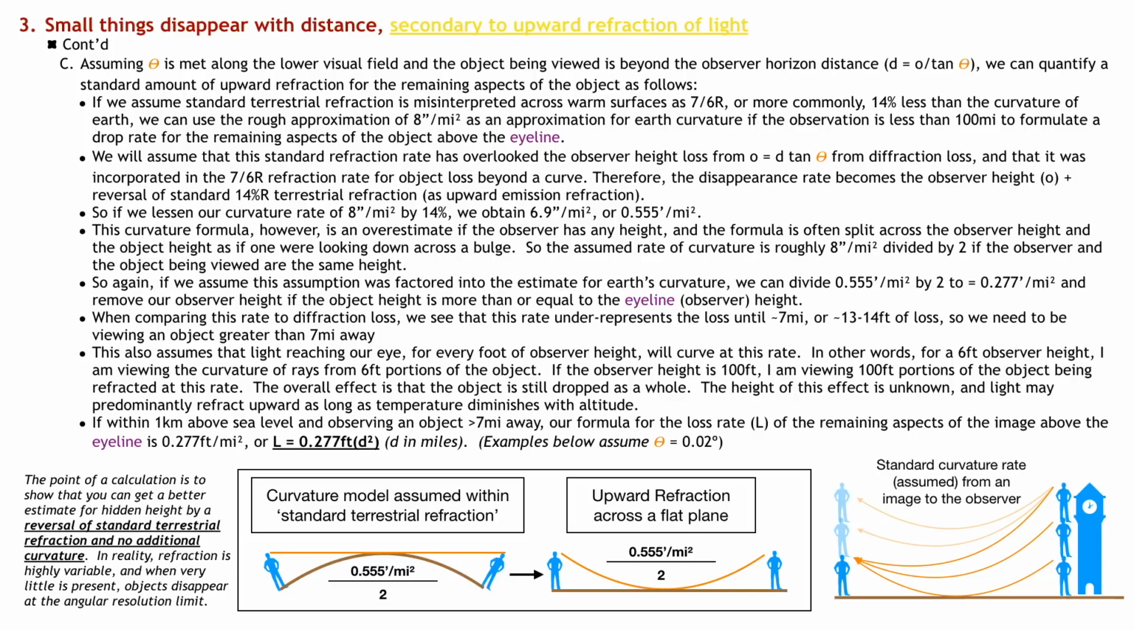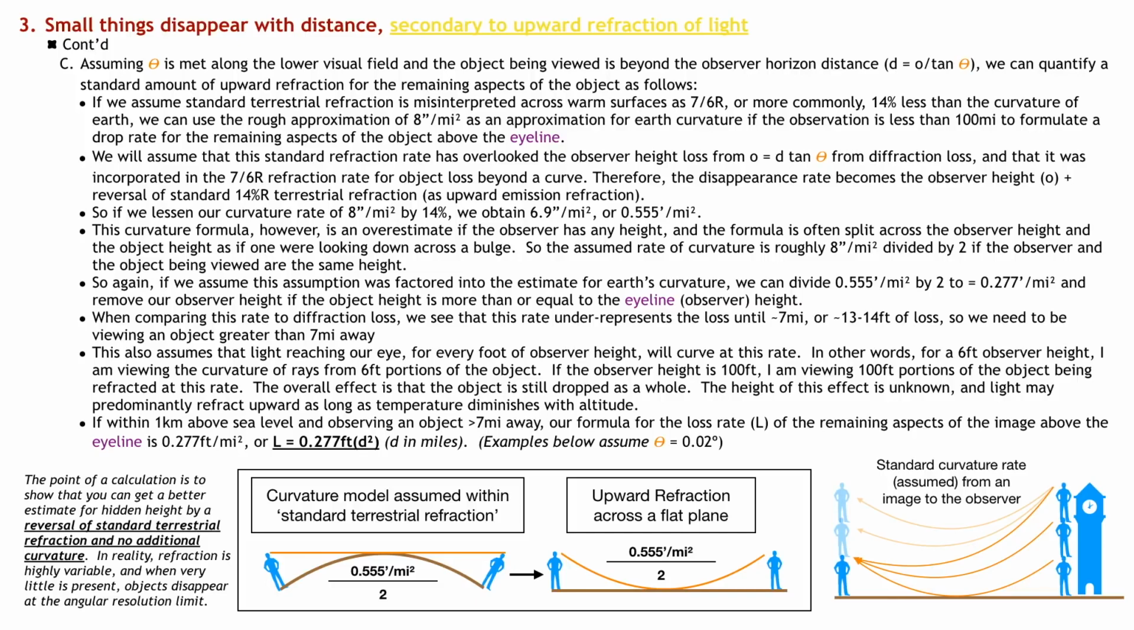But we will assume that this standard refraction rate has overlooked the observer height loss, essentially the diffraction loss, and that it was incorporated in the 7/6R refraction rate. In other words, to solve for 7/6R to find this 16% refraction rate, they did not subtract out the diffraction loss. We're going to assume that they included it.